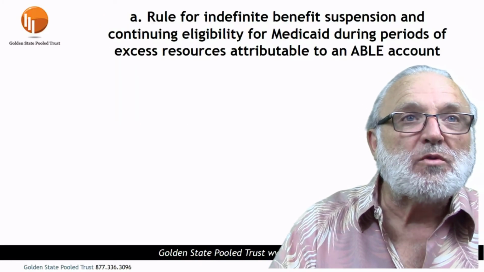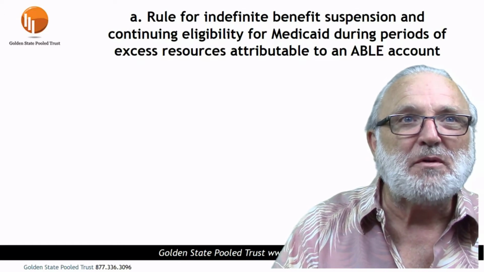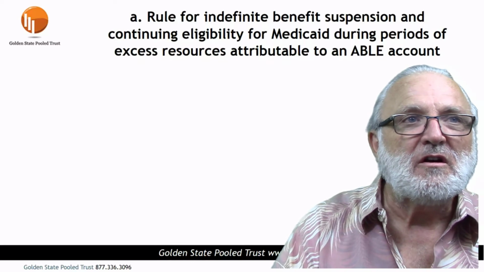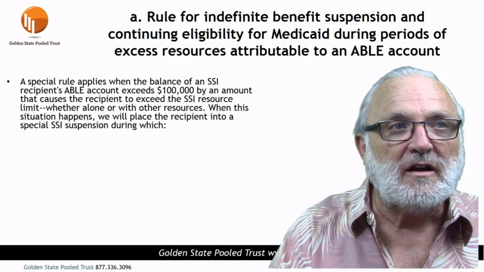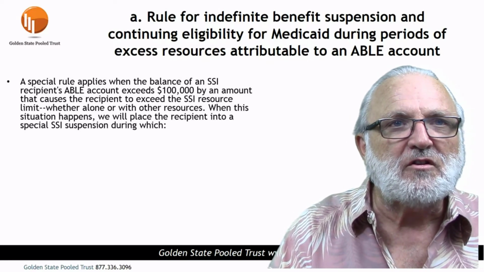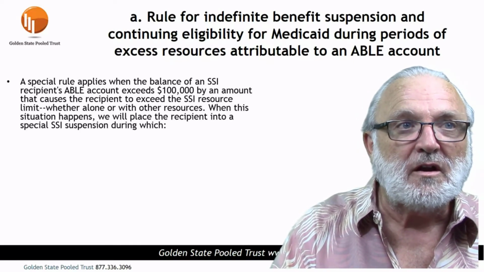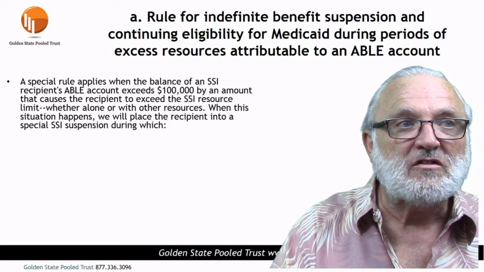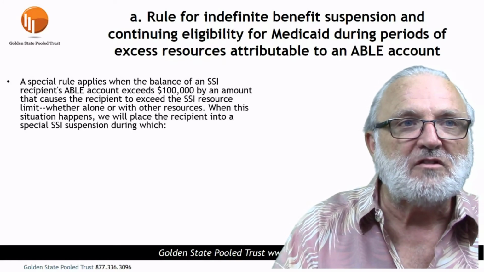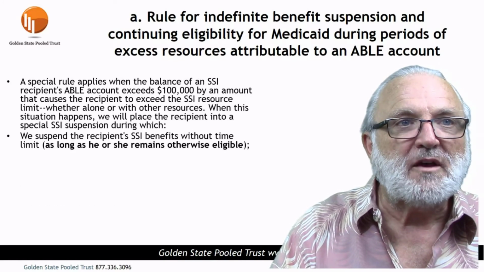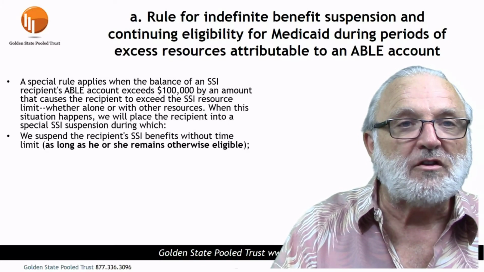So the rule for what they call indefinite benefit suspension and continuing eligibility for Medicaid during periods of excess resources here, they're going to explain it further. The special rule applies when the balance of the SSI recipient's ABLE account exceeds $100,000 by an amount that causes the recipient to exceed the SSI resource limit, whether alone or with other resources. When this situation happens, we will place the recipient into a special SSI suspension, during which we suspend the recipient's SSI benefits without a time limit as long as he or she remains otherwise eligible.